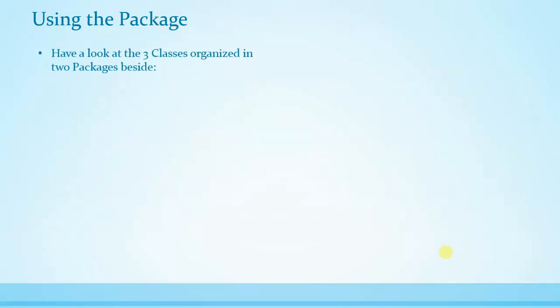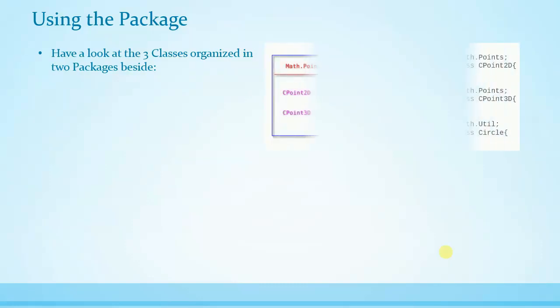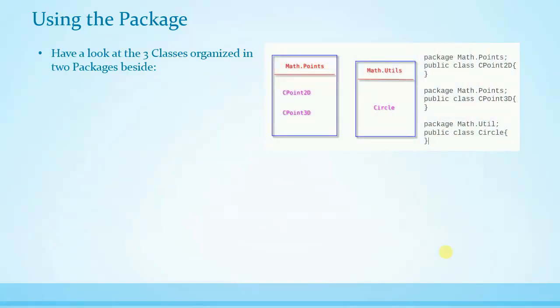On the right hand side, have a look at the three classes organized under two packages. C.2d and C.3d are defined inside the math.points package. C.2d is a class and C.3d is also a class, so there are two classes under the points package. Inside the util package we have one class called circle. We saw this in the previous demo, where we created these two packages and three classes.